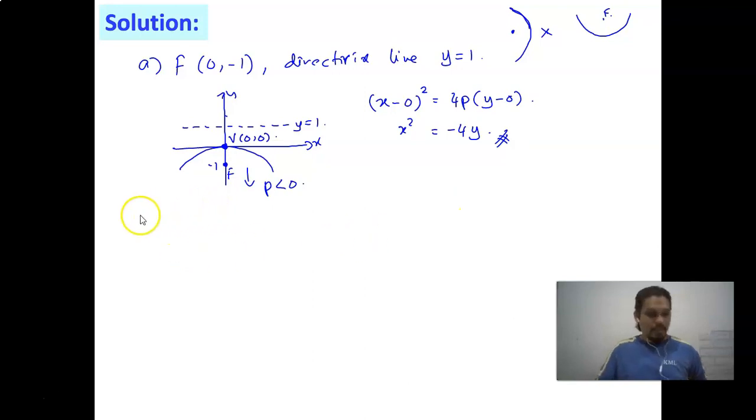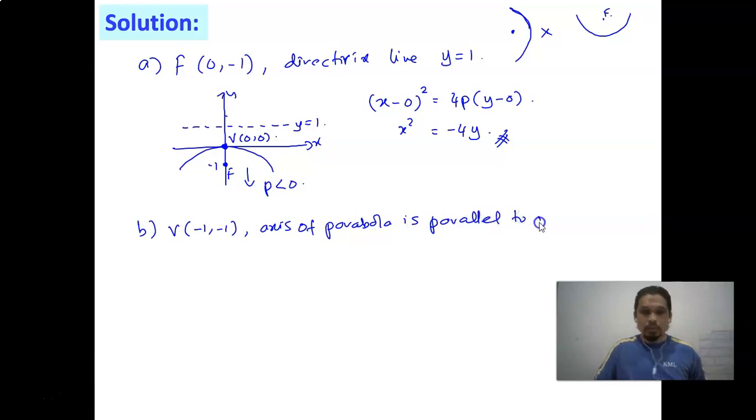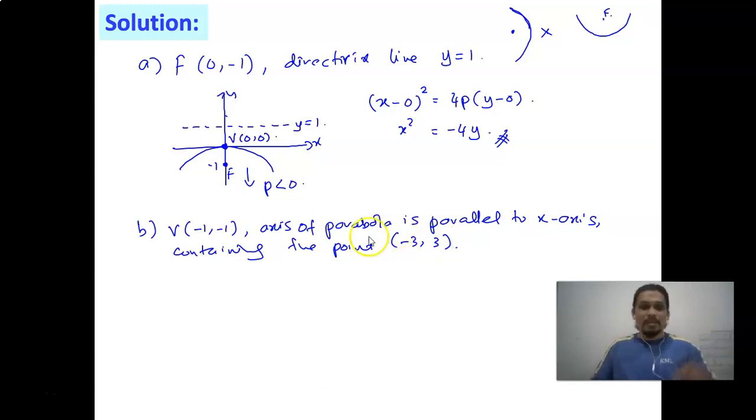Okay, and then the next question: the vertex given there is (negative 1, negative 1), the axis of the parabola is parallel to the x-axis, containing the point (negative 3, 3). Okay, so it's given here, the information for example B. Now, the vertex is (negative 1, negative 1).